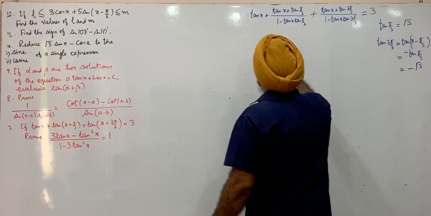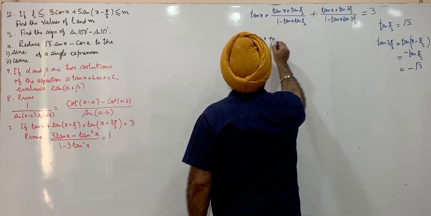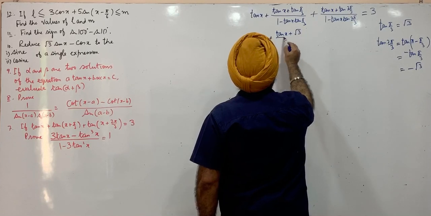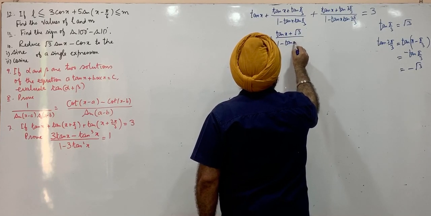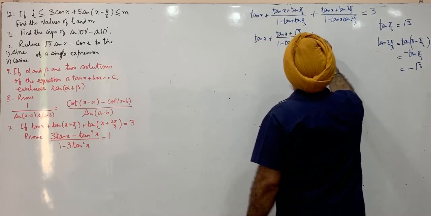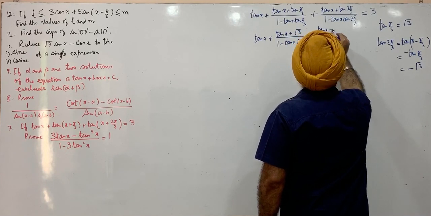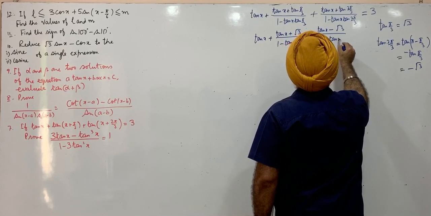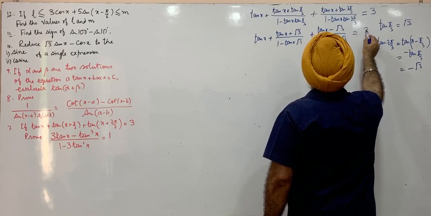Substituting these values here, we have tan x plus root 3 upon 1 minus tan x into root 3, plus tan x minus root 3 upon 1 plus tan x into root 3. This is given equal to 3.